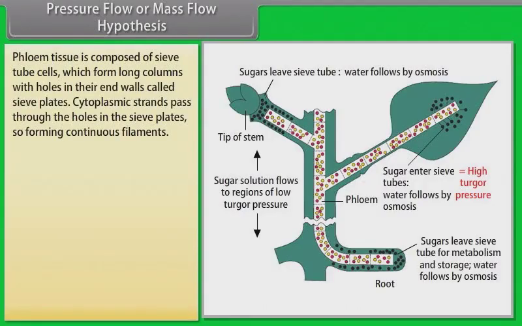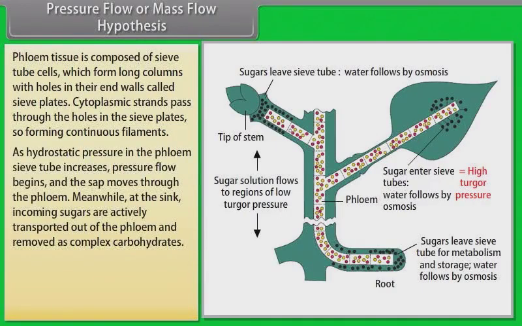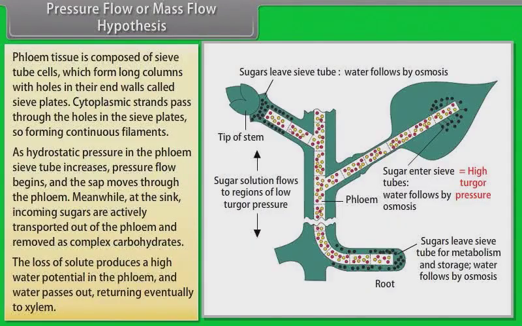Phloem tissue is composed of sieve tube cells, which form long columns with holes in their end walls called sieve plates. Cytoplasmic strands pass through the holes in the sieve plates, forming continuous filaments. As hydrostatic pressure in the phloem sieve tube increases, pressure flow begins, and the sap moves through the phloem. Meanwhile, at the sink, incoming sugars are actively transported out of the phloem and removed as complex carbohydrates. The loss of solute produces a high water potential in the phloem, and water passes out, returning eventually to the xylem.